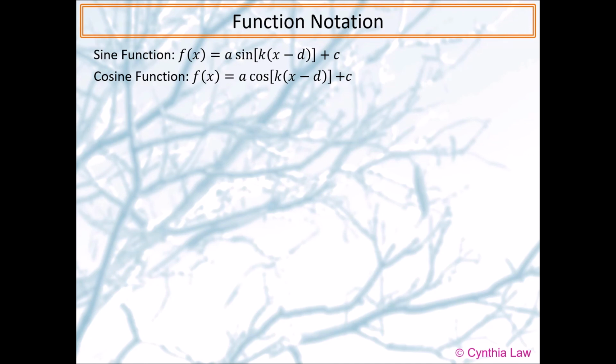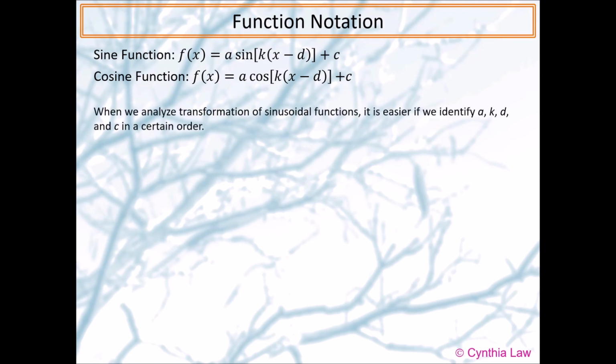The cosine function is written similarly, replacing the sine part with cosine. When we analyze transformations of sinusoidal functions, it is easier if we identify a, k, d, and c in a certain order.